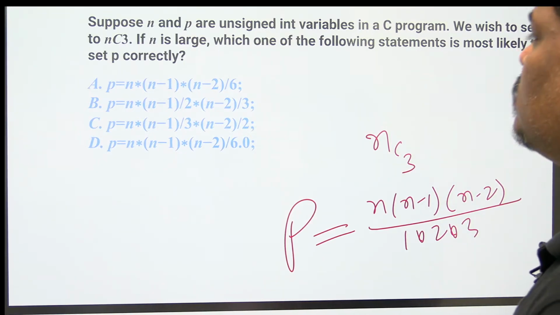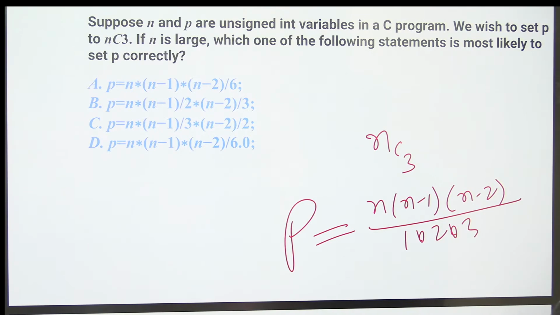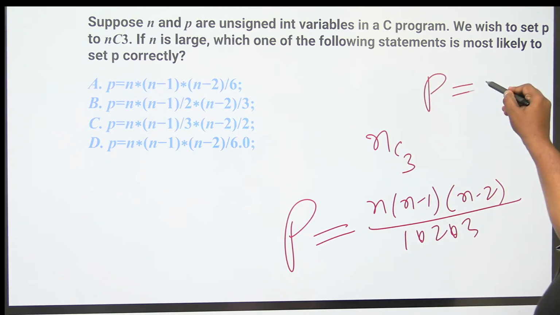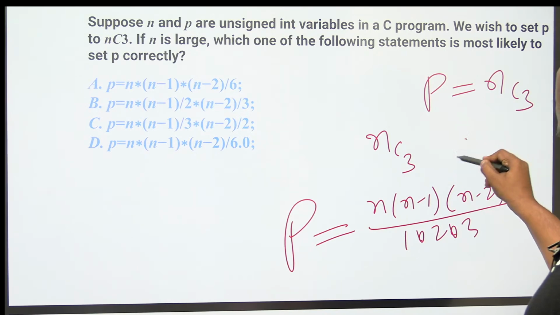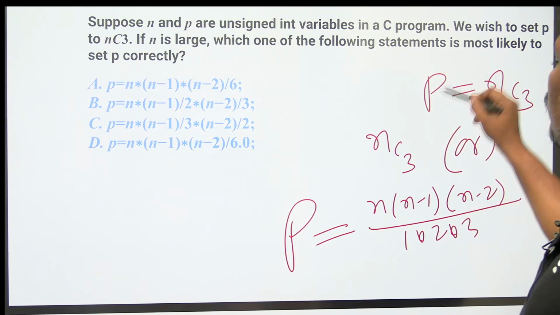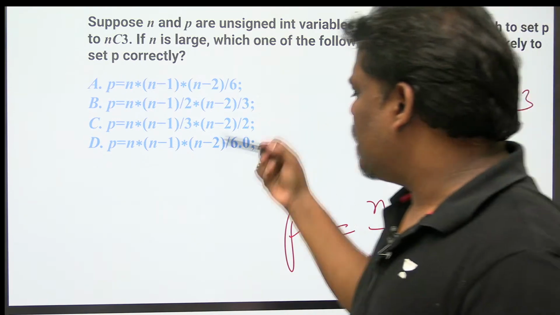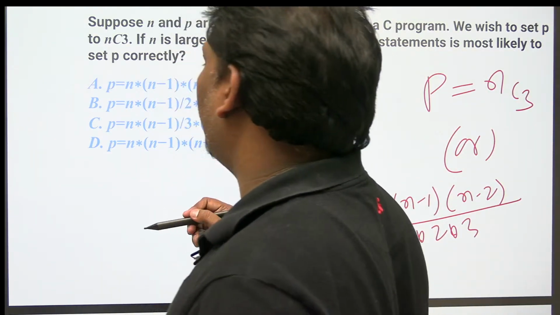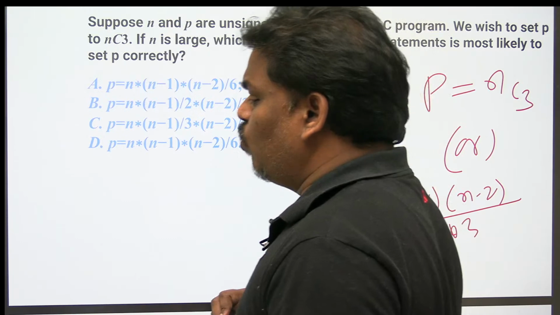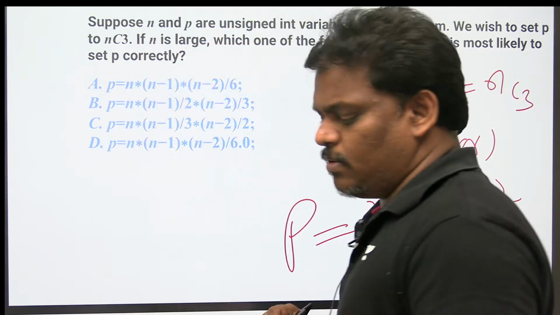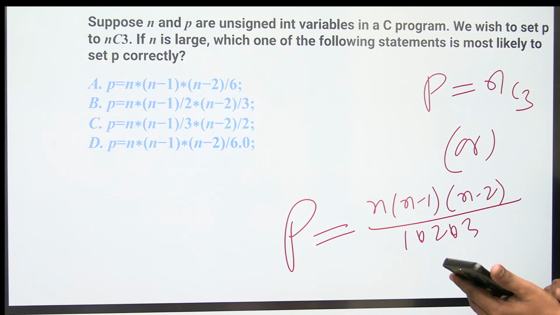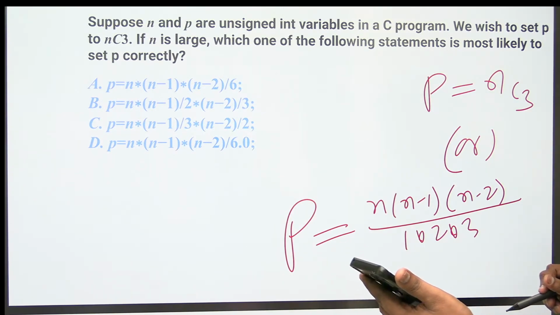If n is large, which one of the following statements is most likely to set p correctly? You want to keep nC3 in p, so p is equal to nC3, which is nothing but this one. Everyone knows this. Just they want to do like this. So which one is correct is what is being asked. I think it looks like every option is correct.